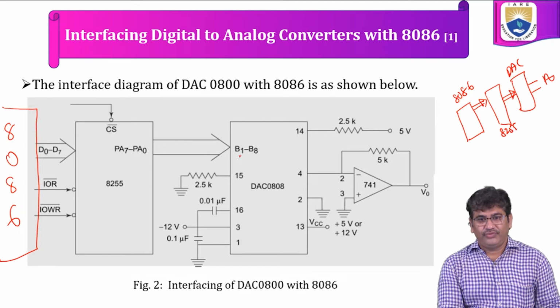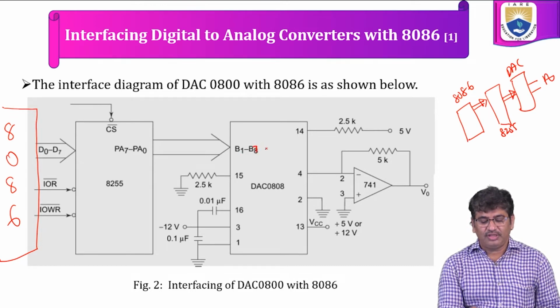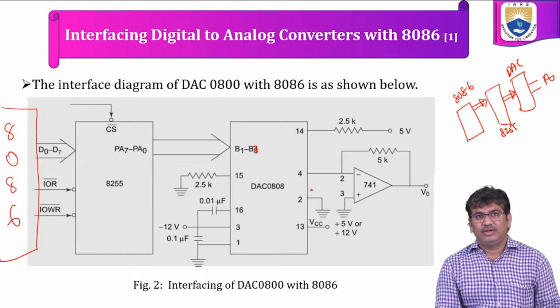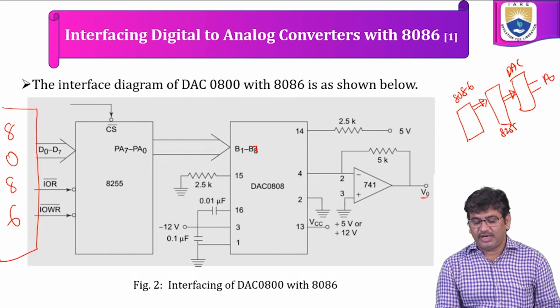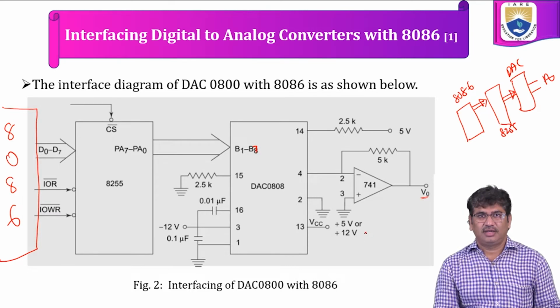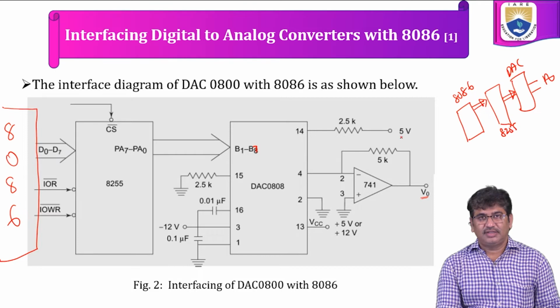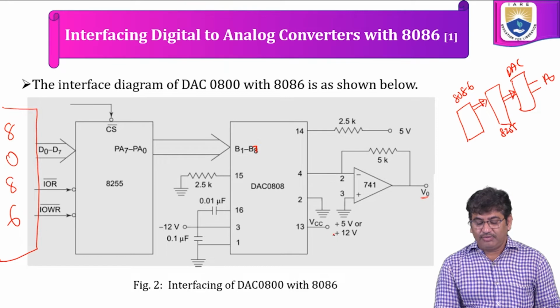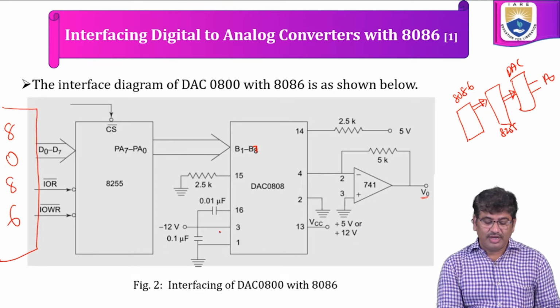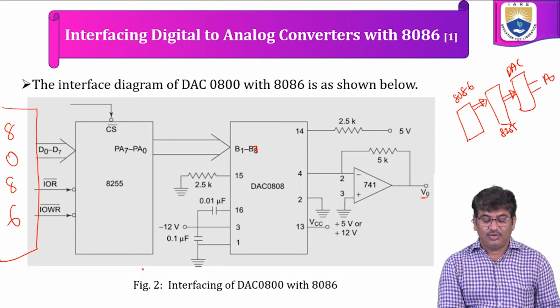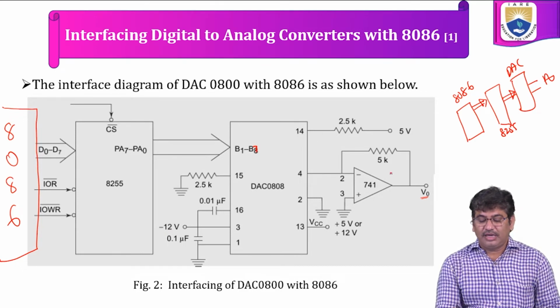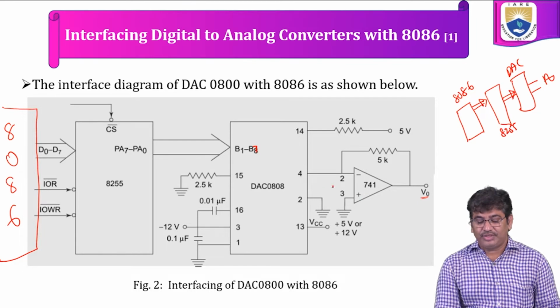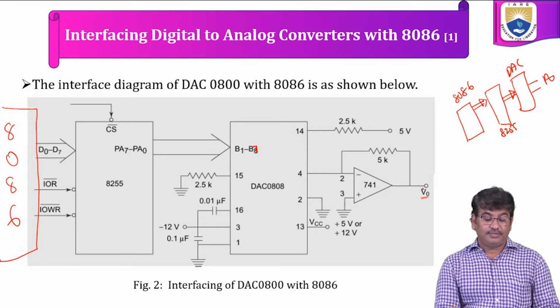Based upon the values which we are receiving on B7 to B1, these values will be converted into equivalent current at pin 4. This is given to an inverting amplifier, so at the output side we can get voltage as output. The reference voltage, which is 5 volts, is given to pin 14. The plus V we can connect between plus 5 volts to plus 12 volts, whereas minus V we can connect to minus 12 volts. Next, this 741 is an op amp which is used to convert the current to voltage.